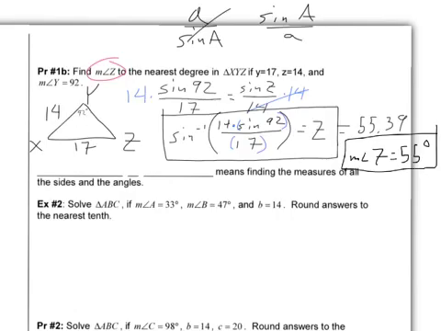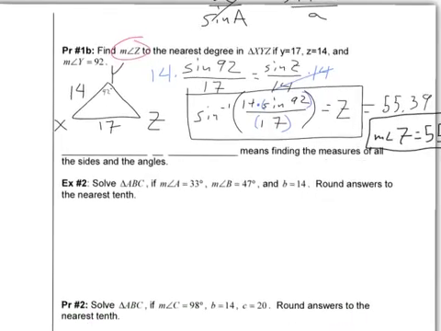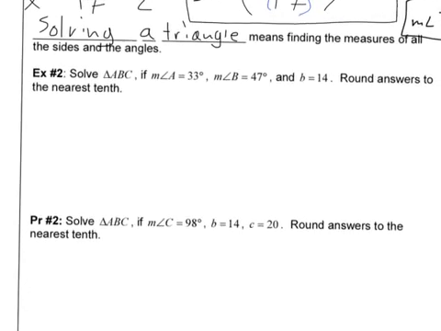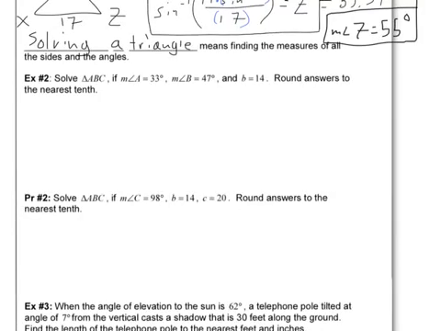There we go. Alright, now some simple vocabulary here. When you hear the term solving a triangle, that means finding the measures of all the sides and the angles. So for example, in this next problem, they want us to solve triangle ABC. So that means our final answer should have everything in it. It should have angle A, angle B, angle C. It should have side A, side B, side C. Okay, it should have all that information in it.